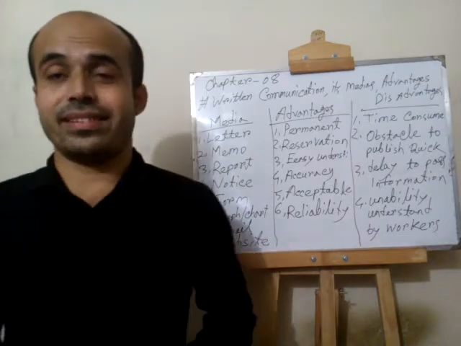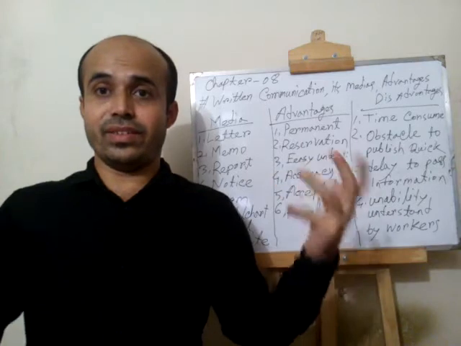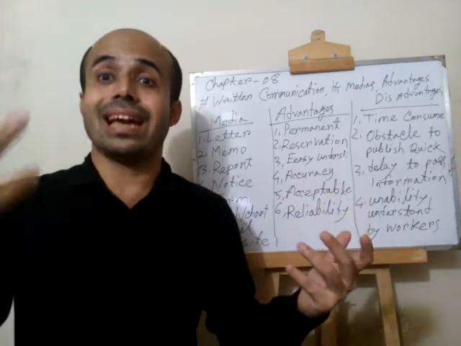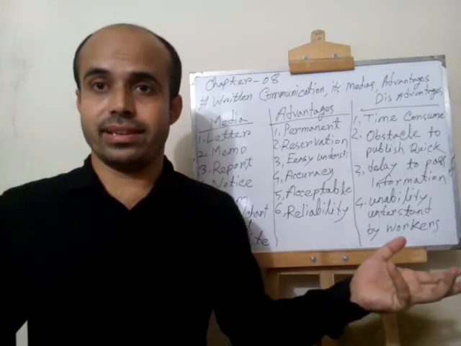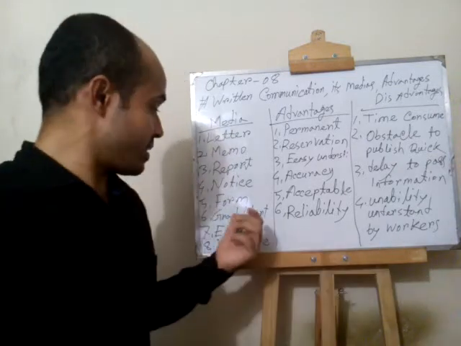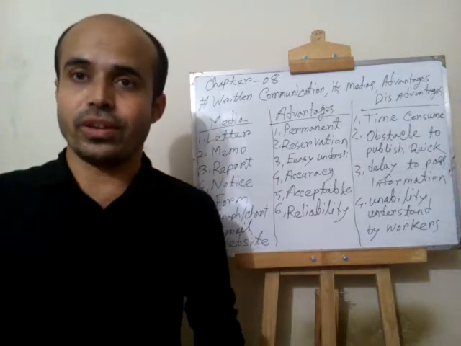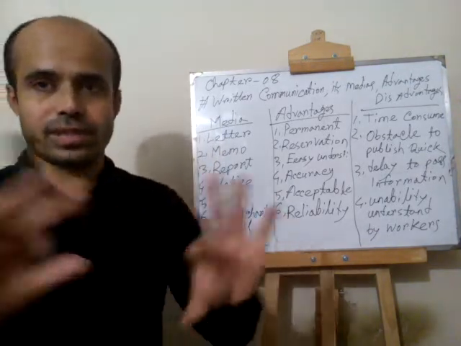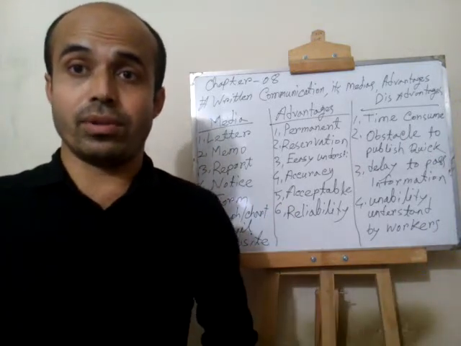Next, graphics and charts. When you see some graphics and charts, you will understand very easily, because graphics and charts can say something visually. So graphics and charts can communicate information to us about a particular topic or a particular object.